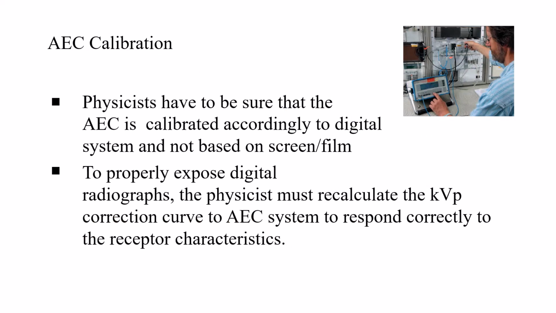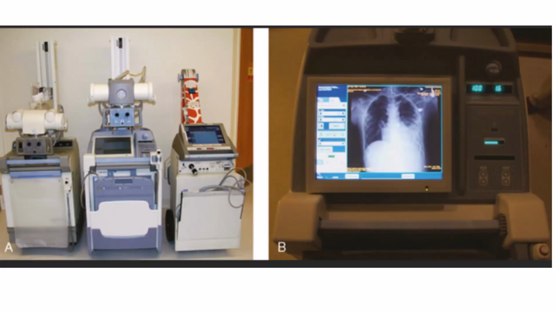Automatic exposure controls need to be calibrated for each room because each tube has a different output. Physicists have to be sure that the AEC is calibrated accordingly to digital systems and not a residual screen film system. To properly expose digital radiographs, the physicists must recalculate the kVp correction curve to the AEC system to respond correctly to the receptor characteristics.